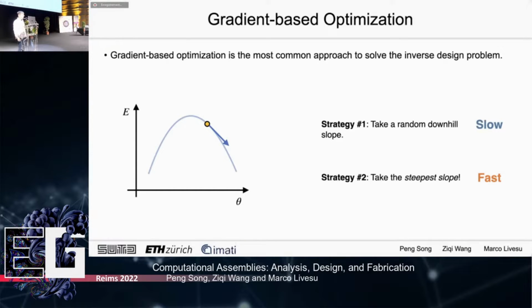So optimization is like a hike in the mountain. You need to find a path that can take you down quickly. Abstractly, we measure the quality of our design using an energy function E, which is just a function of the design variable theta. Our goal is to minimize this energy E by iteratively updating the design variable theta. At each step, we can either update the parameters by randomly taking a downhill direction, or we can take the steepest direction, which is the negative gradient direction in our case, and it turns out to be usually much faster than a random direction.